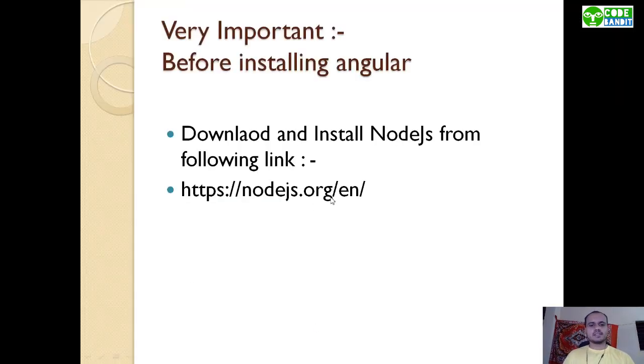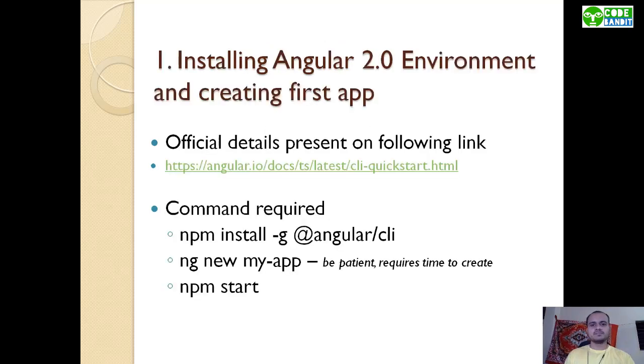So this is the very important step before you start the Angular installation. Okay, let's go to the next slide. Now here the installation of Angular can be done in two approaches. The first approach, as we are seeing on the screen, is installing the Angular 2.0 environment and creating the first app by using the Angular CLI command, npm install -g @angular/cli. So this is the first method where Angular is installed globally on your PC.